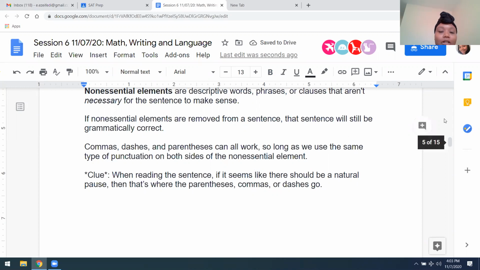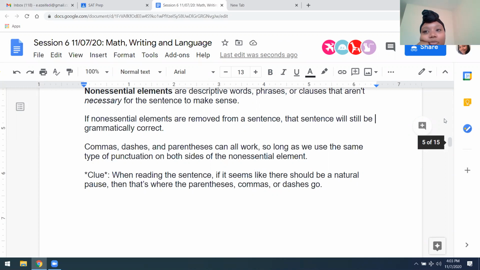So a clue for if you are not sure if a phrase or clause, and we'll get to what that means later, but just kind of like a group of words within the sentence. So if you don't understand what phrase or clause means, just know, like, a group of words that you might use a comma for.